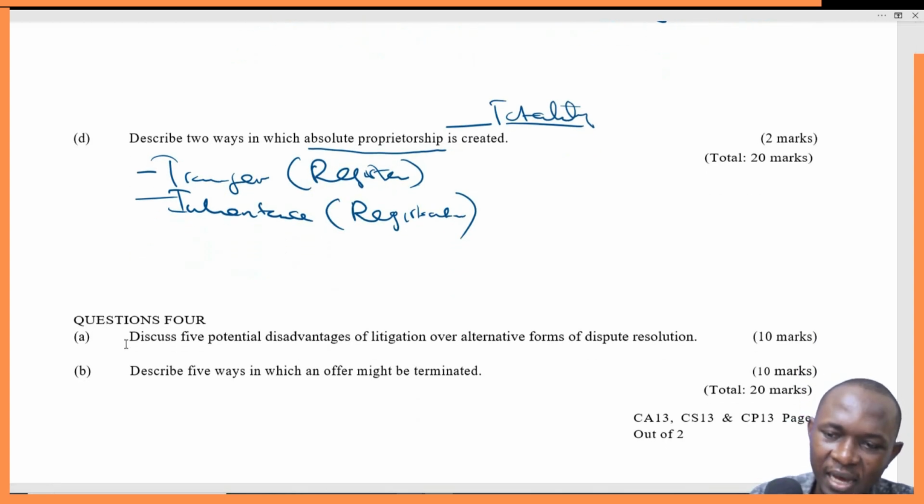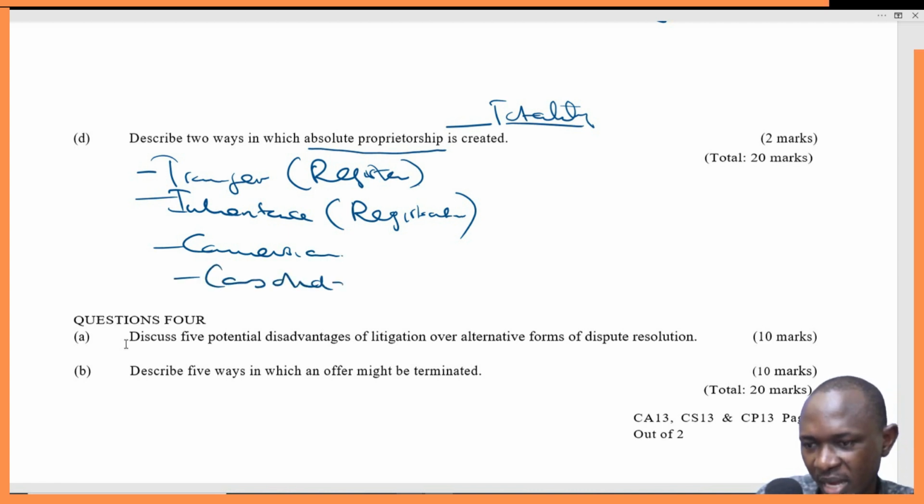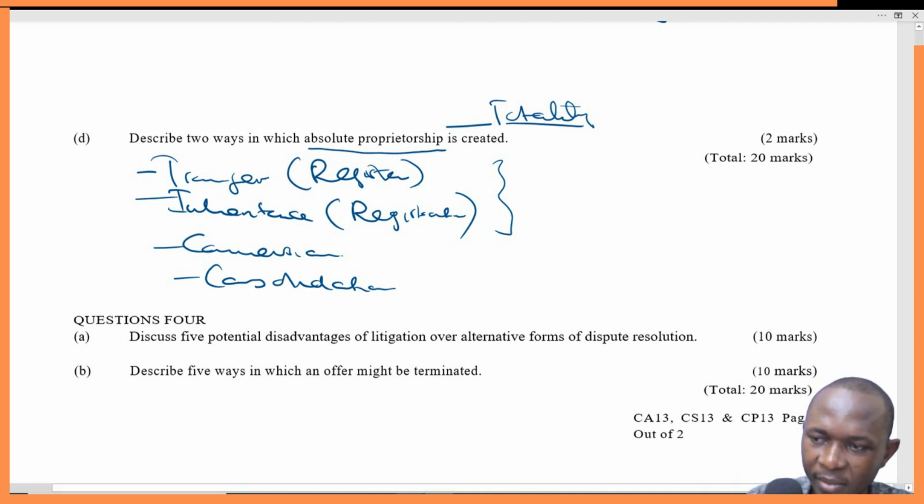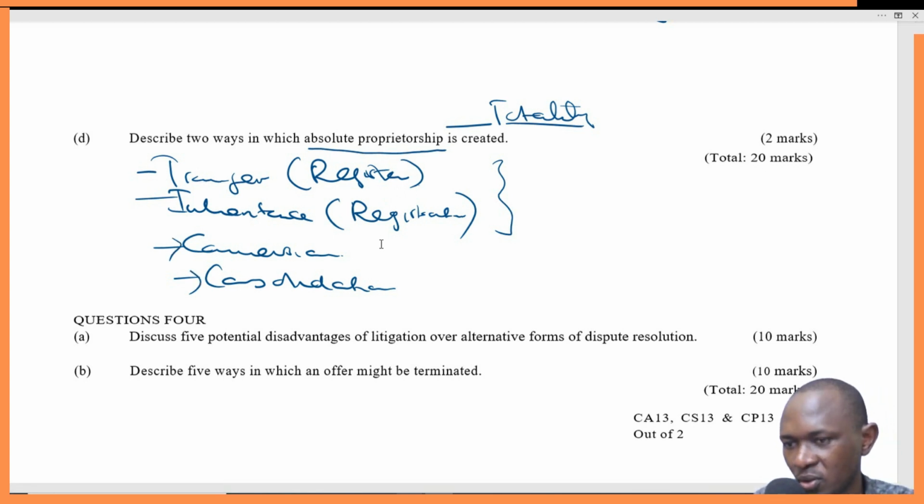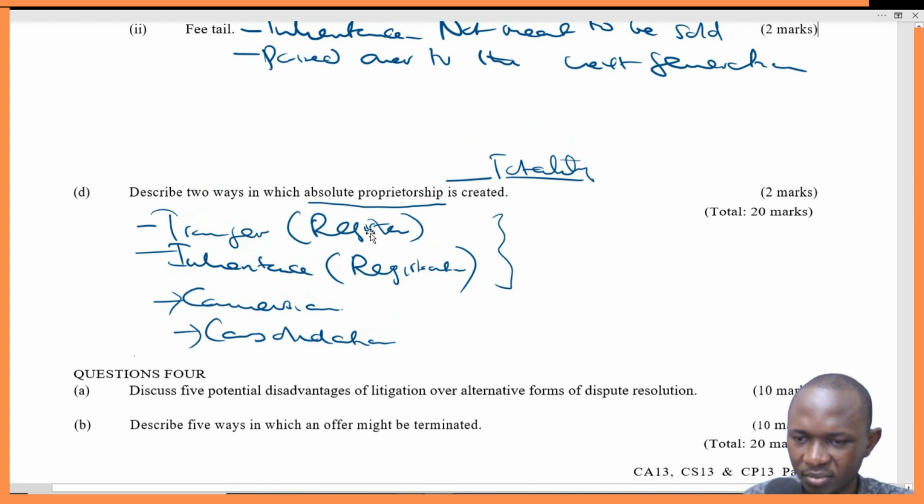But we also have things like conversion, and consolidation can also come in. But because the examiner is only interested in two, we can talk of transfer, where possibly you buy from another person who has a clean title, and then you go ahead and register in your name, or you inherit from a person who has a clean title, and then you register it in your name. So registration is key. Other than that, we have the conversions, and we also have consolidation. Any two of those, but specifically we can go with these. They can be used to satisfy the examiner in this question.